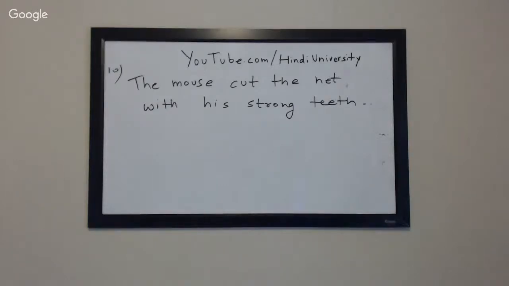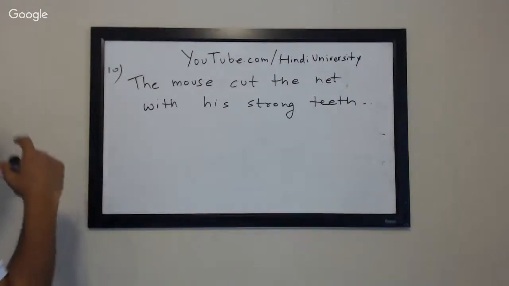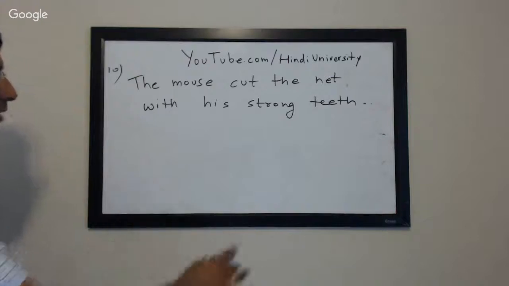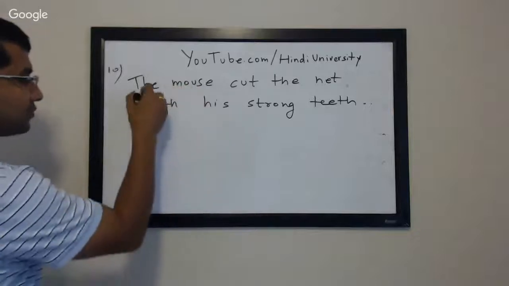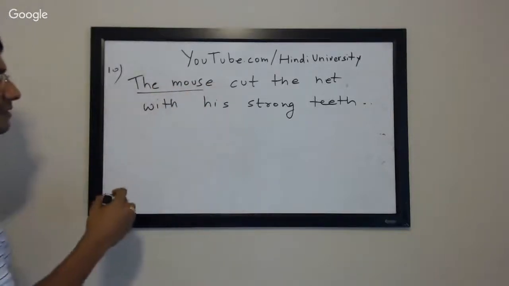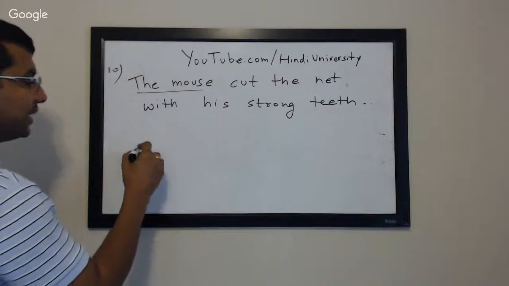Okay, to say cut, do we say chuhe ne kat kiya? Okay, you can say that. Give it a try. First, let's deconstruct it and then we'll combine the sentence. The first thing I thought was chuhe ne jal kat kiya. Okay, the first thing is the mouse cut, the chuhe ne.